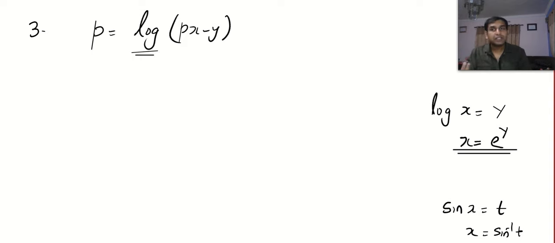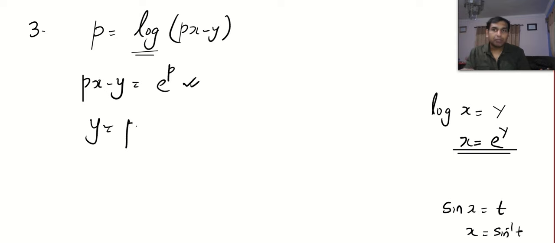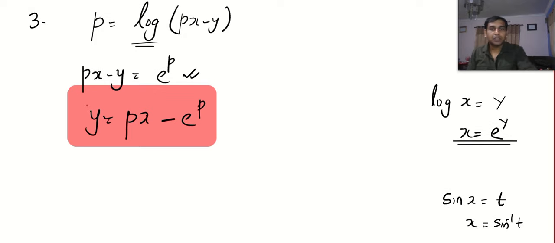But what is the inverse of logarithm? If the base is e, e to the power. So I get px minus y equal to e to the power p. So y is equal to px minus e to the power p. Wow, that's it. So this is Clairaut's equation.